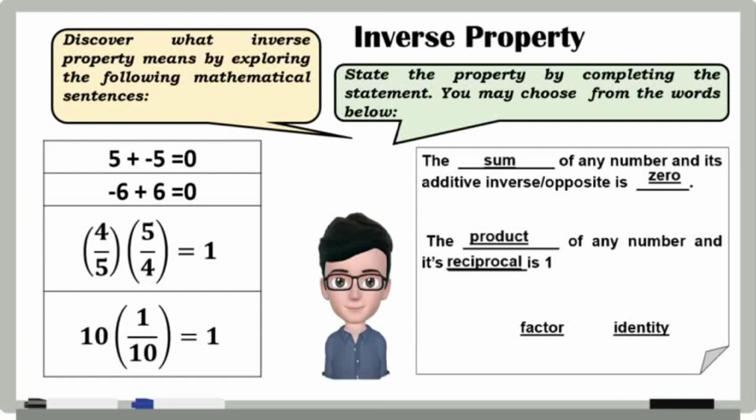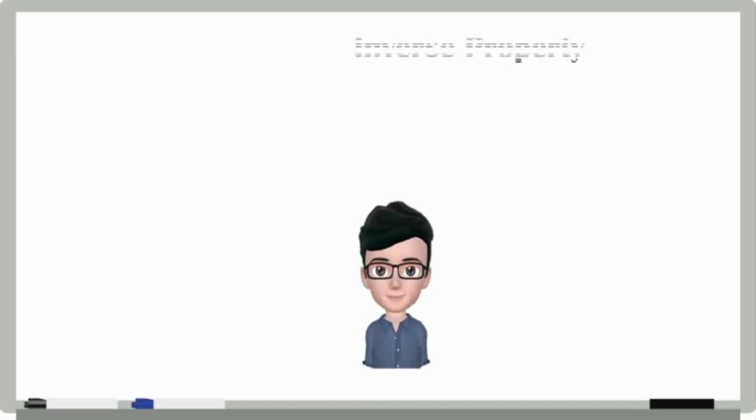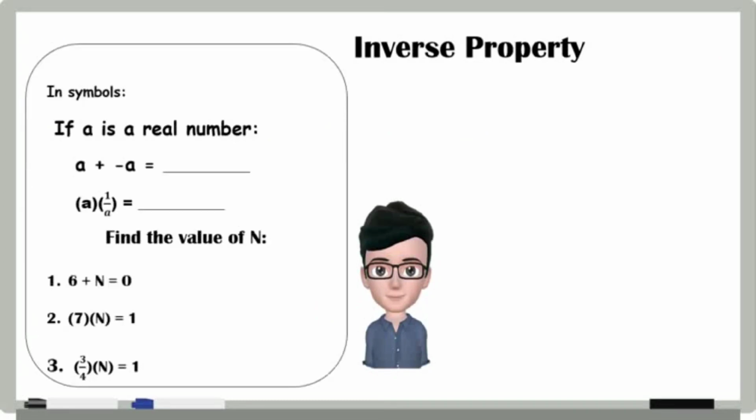Doon naman sa next na given, ang reciprocal ni 4 over 5 ay 5 fourths. Ang reciprocal ni 10 ay 1 over 10. And then when you multiply, the answer will be 1. Now, state inverse property in symbols. So, if A is a real number, then A plus negative A equals 0. A times 1 over A equals 1. Okay, good. Actually, inverse property is also responsible sa zero pair sa addition of integers.